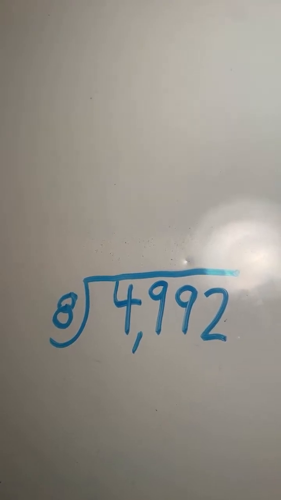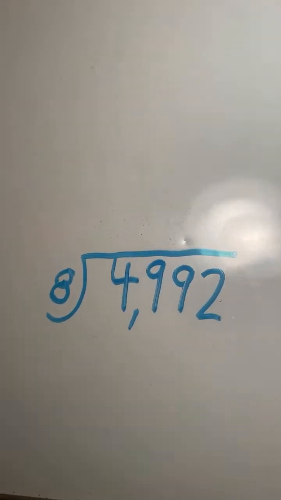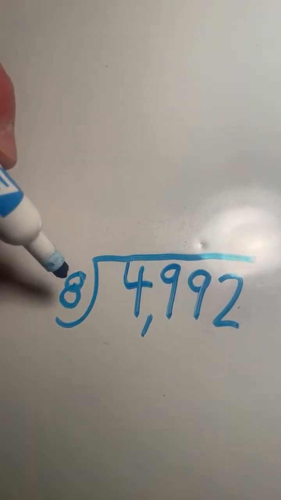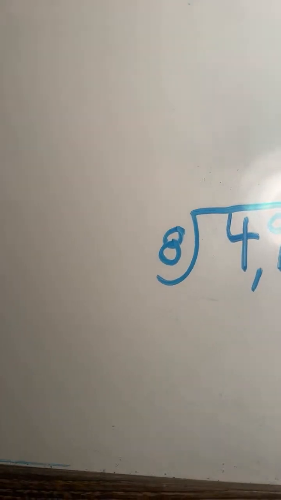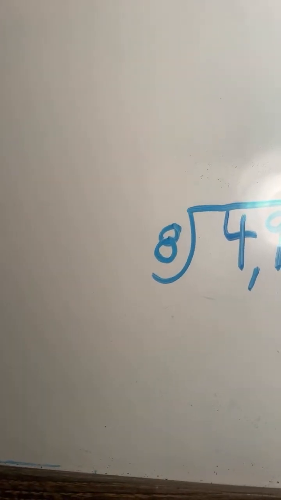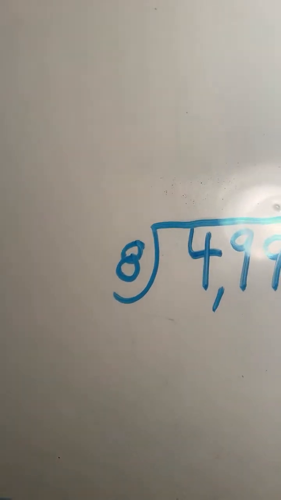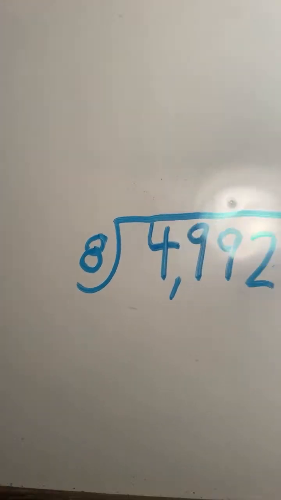So we want to start out by using the smallest number possible. We're looking for the number within the number. The only rule is the number inside the square has to be equal to or bigger than the number outside the square. So we cannot start out with 1 digit by 1 digit division because 8 is bigger than 4. We can start out with 2 digit by 1 digit division. So we're going to start out with 49 divided by 8.